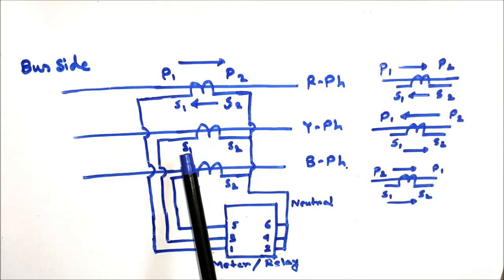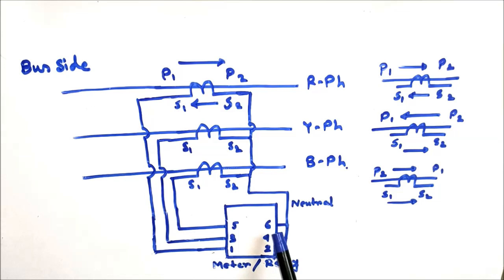So S1 of the red phase, yellow phase and blue phase in the secondary side are connected towards the meter or relay, to the terminal numbers 1, 3, 5 respectively. The outputs 2, 4, 6 of the meter or relay are shorted together, that is, the red phase, yellow phase and blue phase of the secondary side are shorted together to form the neutral, and it is taken back to all the S2 terminals of the red phase, yellow phase and blue phase secondary side of the CT. This is how the neutral formation is done.